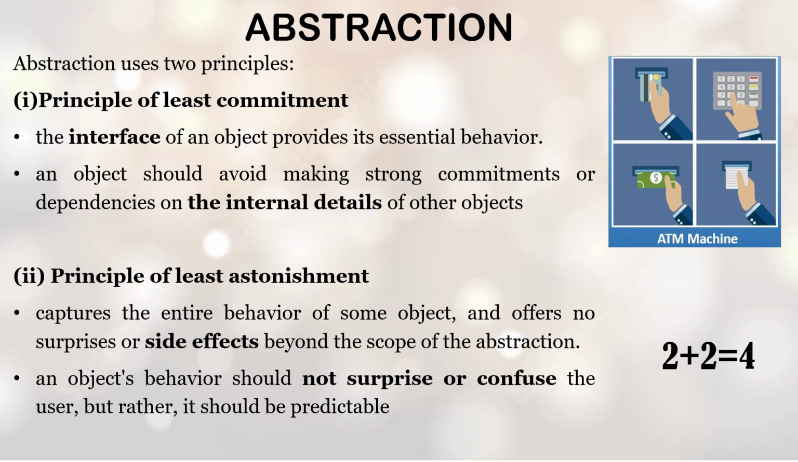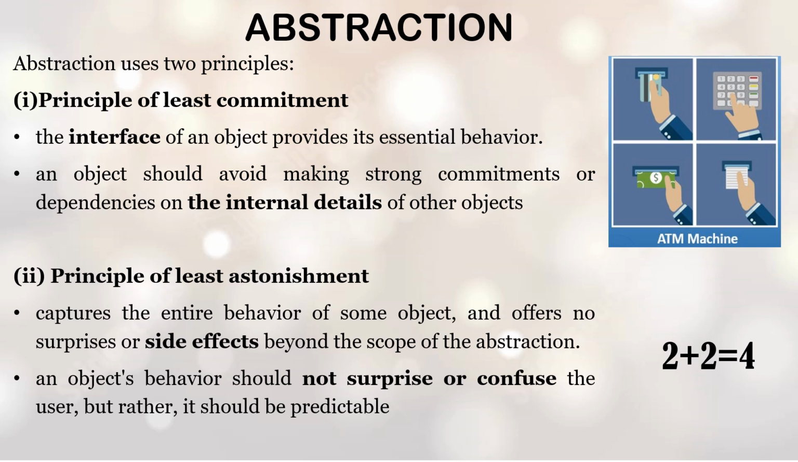Abstraction uses two principles. The first principle is the principle of least commitment, wherein the interface is given much importance and the internal details are not given importance. Say for example, you take an ATM machine, we give details about the interface, what we see on the screen, and how each key is implemented will not be given importance.